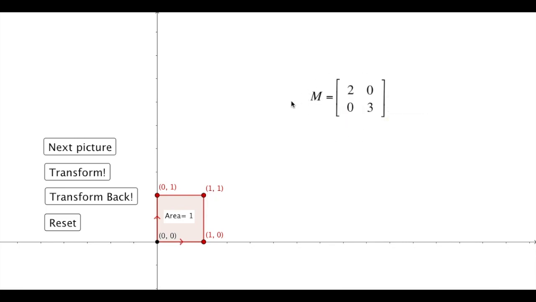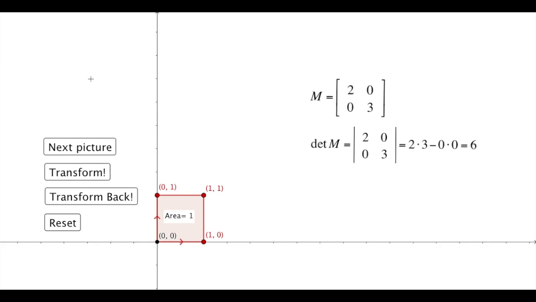We're now going to look at this matrix M. M is a transformation matrix, and it's 2 by 2. We first need to think about what the determinant of this matrix is, and using the formula AD minus BC, we see that the determinant of this matrix is 6.